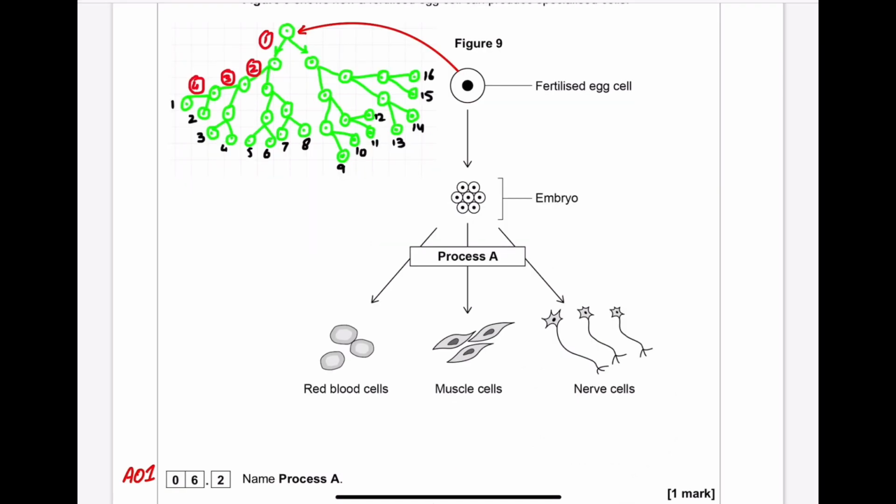6.2 is an EO1 question, and this question is from the topic of mitosis and cell cycle. Name the process A through which a fertilized egg cell can develop into red blood cells, muscle cells, or nerve cells. The name of the process A is differentiation. An embryo is differentiated into the red blood cells, or it can differentiate into the muscle cells or the nerve cells. The answer is differentiation.